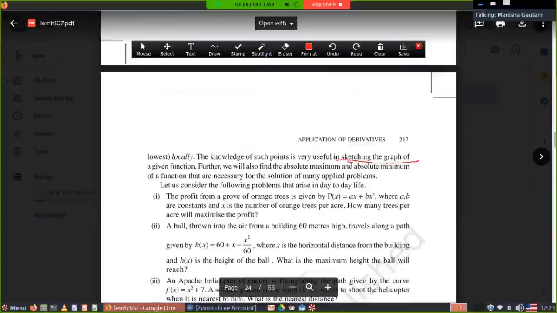Further, we will also find the absolute maximum or absolute minimum of a function that are necessary for the solution of many applied problems. What are applied problems? A few examples are given here.